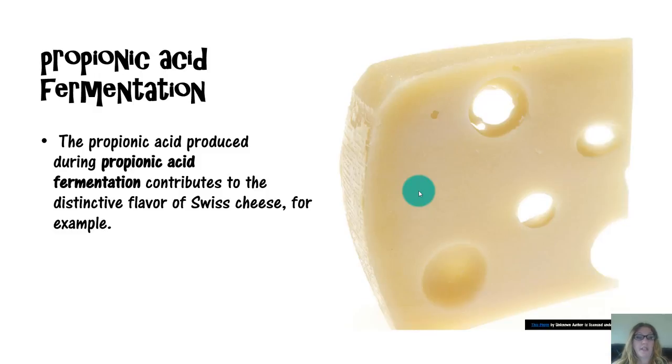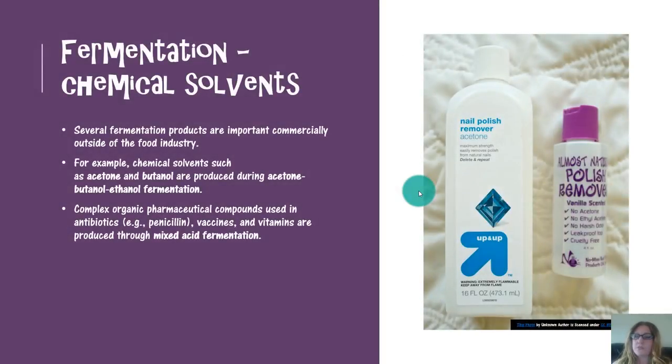Propionic acid fermentation is actually really cool, because we actually use it for Swiss cheese. It gives Swiss cheese that really distinct flavor that Swiss cheese has. Also, fermentation can give us things like acetone, which we use for nail polish remover, for example. We also get other products like butanol, which is another industrial solvent. We can also get things like pharmaceutical compounds, antibiotics, even vaccines and vitamins, through things like mixed acid fermentation.